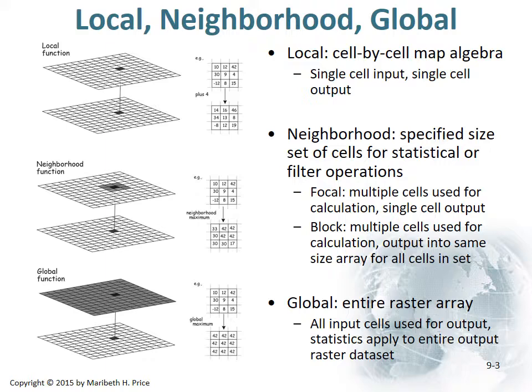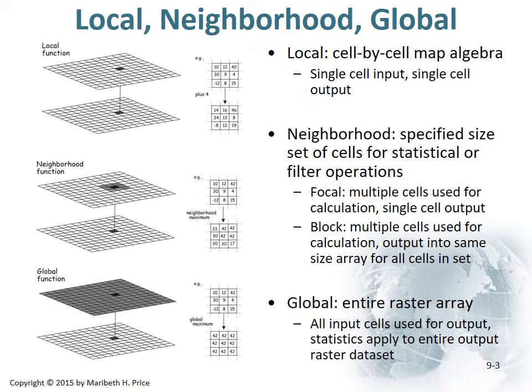So we apply an operation to every cell in the input grid, and that becomes the output in the output grid. Neighborhoods are when we create what's known as a window or a spatial filter. We specify a size for that, usually an odd number of cells, so 3 by 3, 5 by 5, 7 by 7, as a window of that number of cells. And then we apply some sort of mathematical, statistical technique to that window.